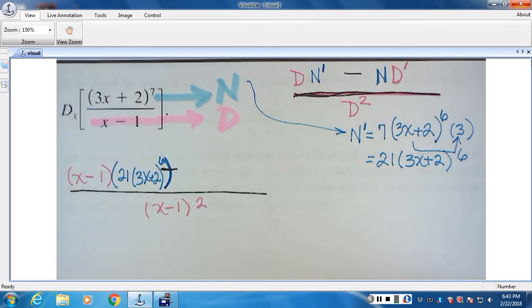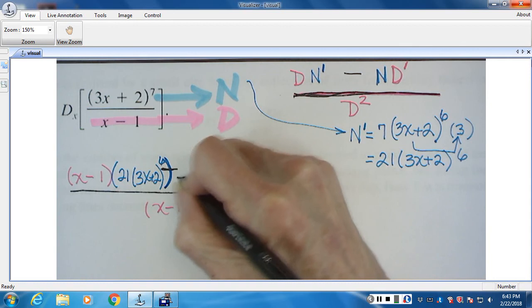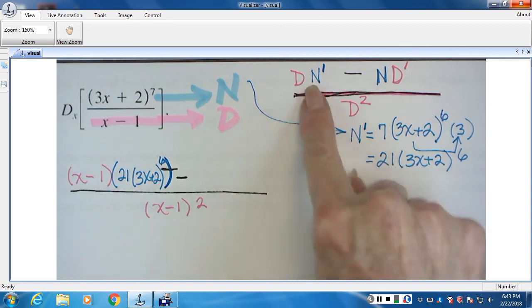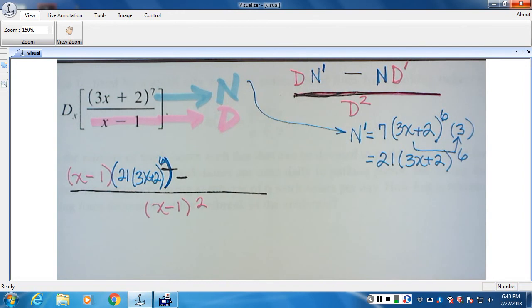And I've got my subtraction in there a little bit too early, so I'll move it down here out of the way. So I've done this part. And now I'm ready for the last step.